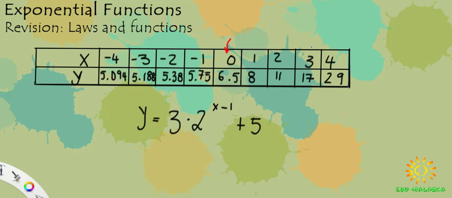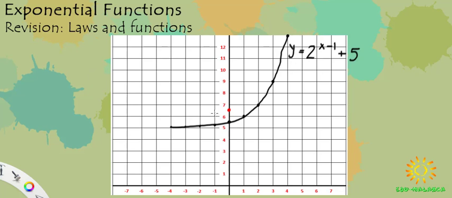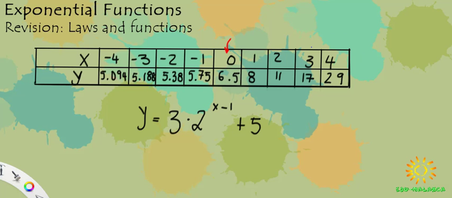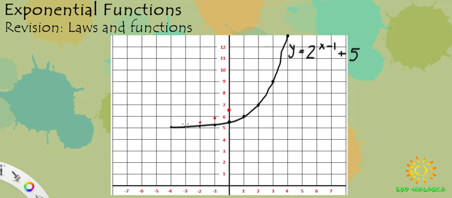We're now here, and we'll move to the negative side. When x is negative 1, you have 5.75, and when you have negative 2, you have 5.38. Let's plot that. 5.75 would be approximately here, and 5.38 would be approximately there. The next values are when x is negative 3, y is 5.188, and when x is negative 4, y is 5.094. So it's getting smaller and smaller and closer to 5. Let's estimate. We'll just keep estimating.